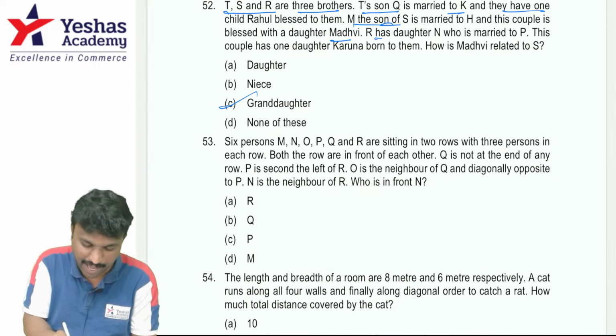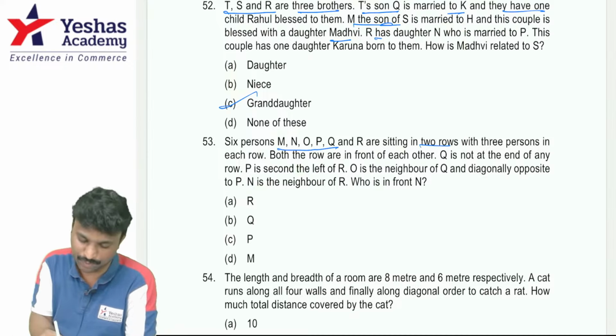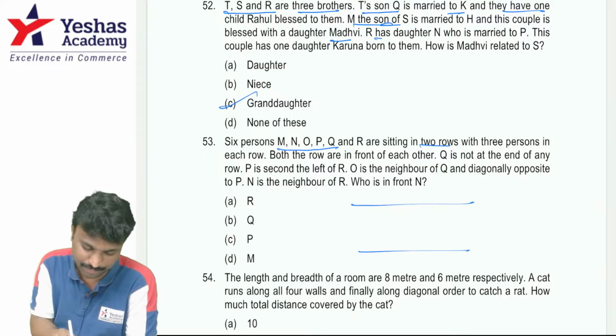Six persons, M, N, O, P, Q, and R are sitting in two rows. So there are two rows. Both the rows are in front of each other. If one faces south, the other one faces north. So how many in each row? Three in each row. What have they said? Q is not at the end of any row. Q can be in the middle of any row.